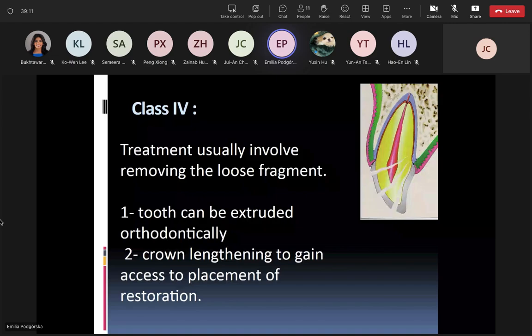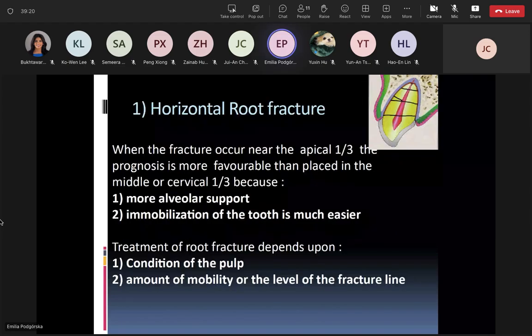Horizontal root fracture: when this fracture occurs near the apical one third, the prognosis is not favorable. When it lies in the middle, there is more alveolar support, so immobilization of the tooth is much easier. Treatment of root fracture depends on the condition of the pulp and the amount of mobility available at the fracture site.